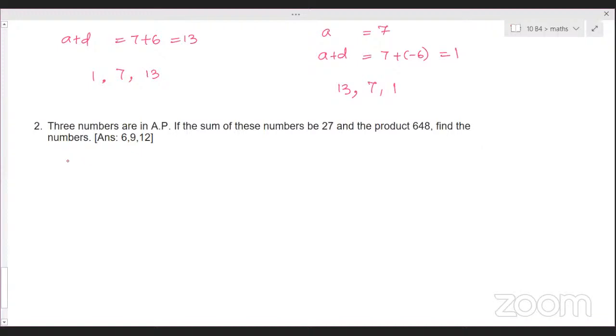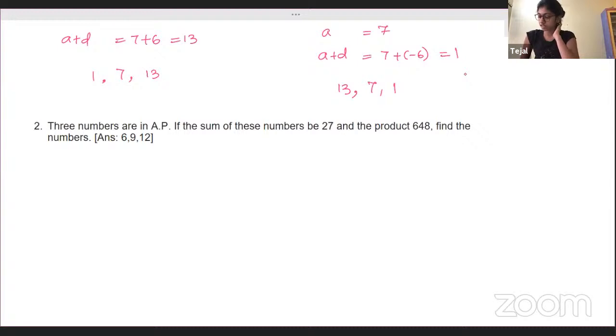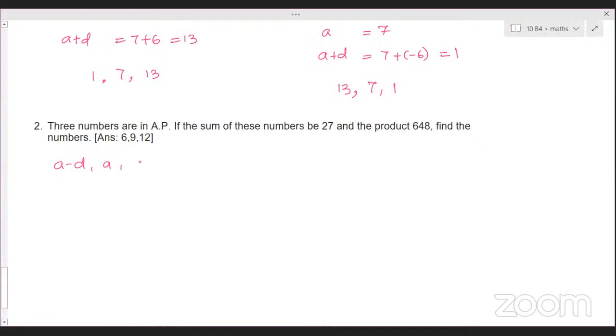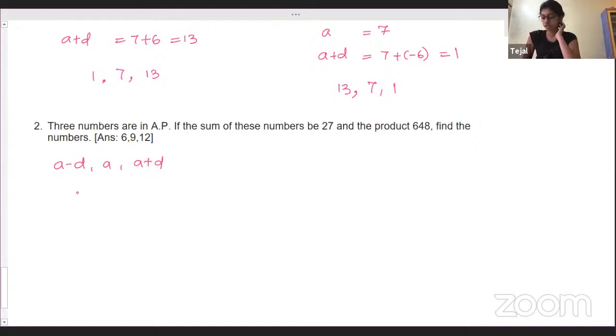Tejal, quick. Tell the methods we will solve here. I will solve. Tell the method, the steps. Let the three terms be a minus d, a, and a plus d. The three terms sum to 27, so a minus d plus a plus d is equal to 27. So 3a is equal to 27, and a is equal to 9.